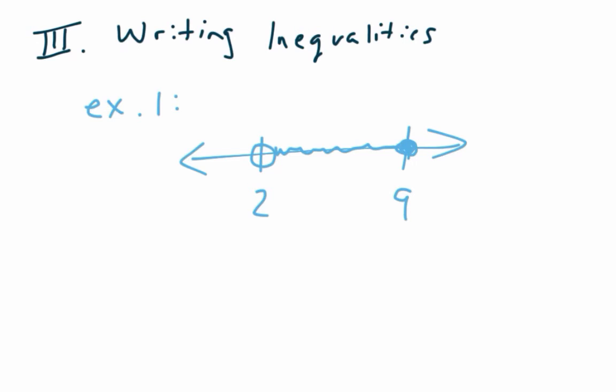Anyone want to take a crack at how they'd write it? You kind of have two options. Zoe, go for it. 2 is less than x, which is less than or equal to 9. Okay, so if we look at that, the 2 is less than x. Do we like the less than? No, greater than. Well, I was more thinking open circle. Do we like that it's an open circle? Open circle means it has to be a less than or greater than, right?